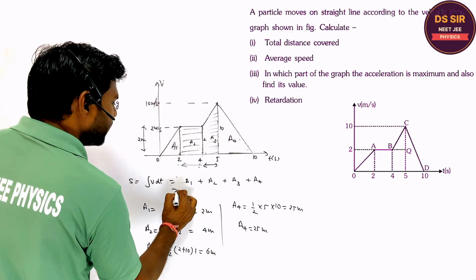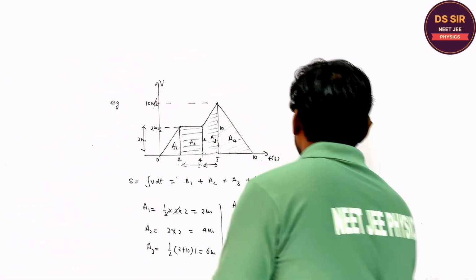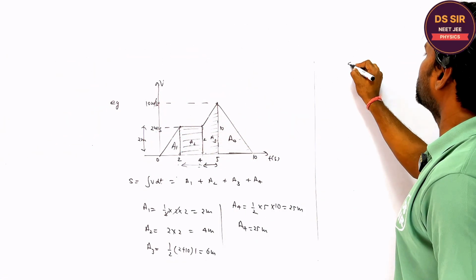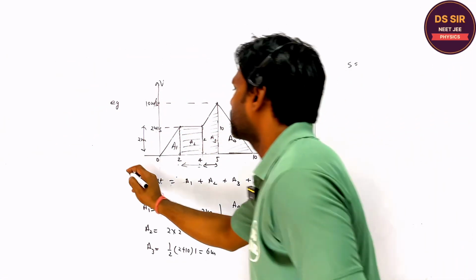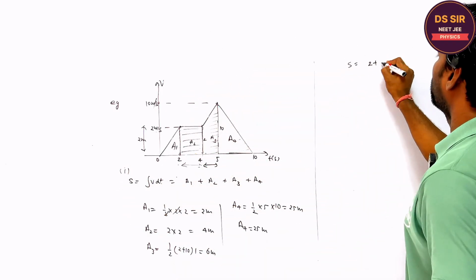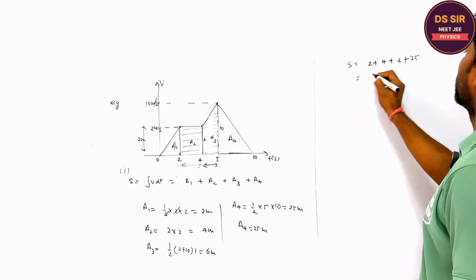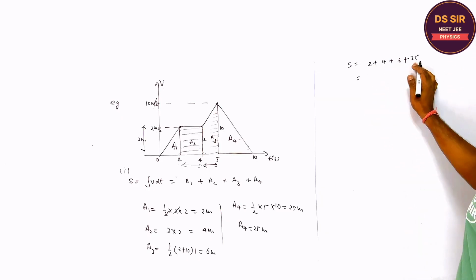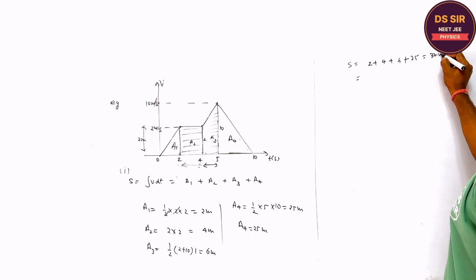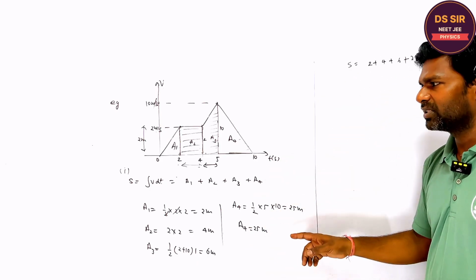So what is the total area from A1 plus A2 plus A3, A4, right? I am writing this side. Total distance, this is the first part, is nothing but A1, 2 plus 4 plus 6 plus 25, right? Thus 37 meter. You understand this question or not, or this part? Should I explain once again?